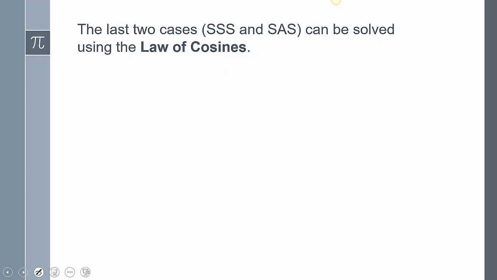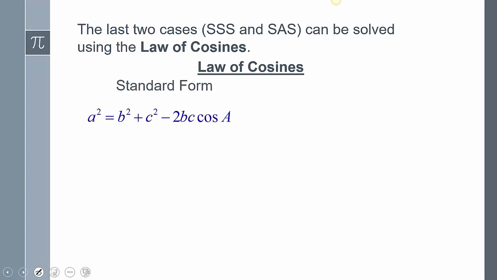Remember we talked about the little infographic. It said angle, angle, side, or angle, side, side, or side, side, angle. That's law of sines. If you have side, side, side, or side, angle, side, that's the law of cosines. And so these are the standard form versions of the formula.